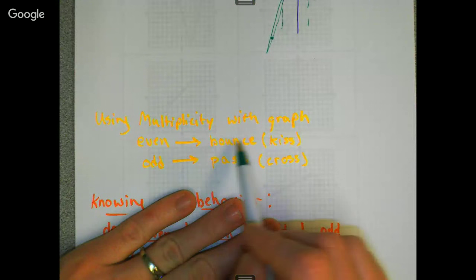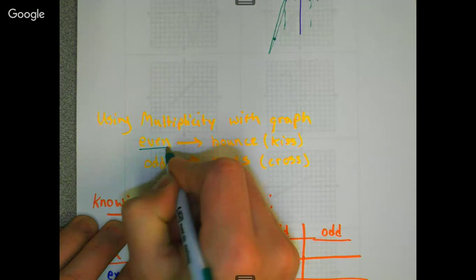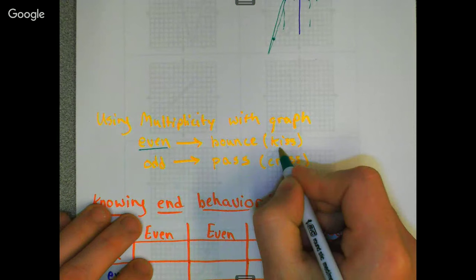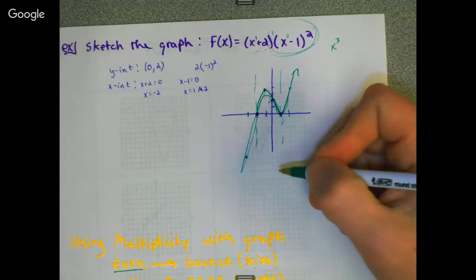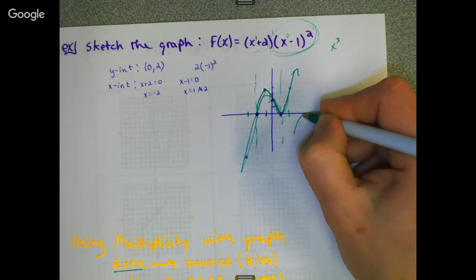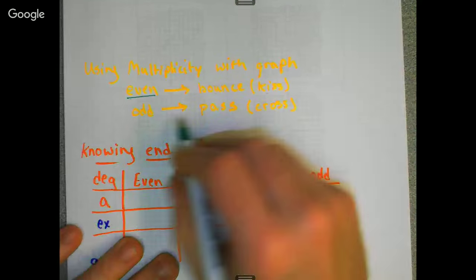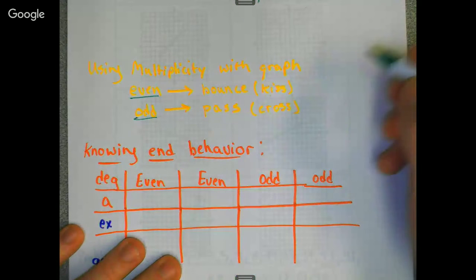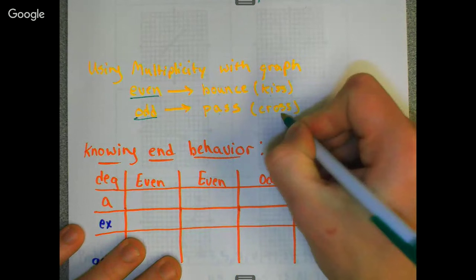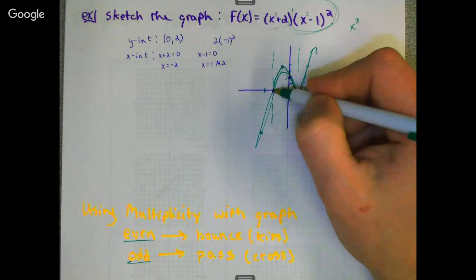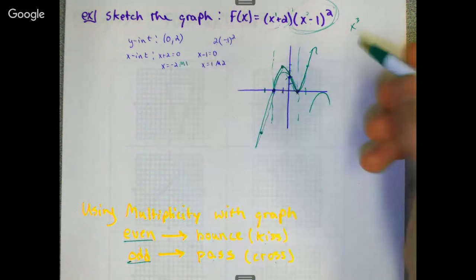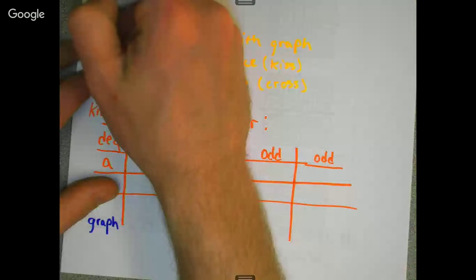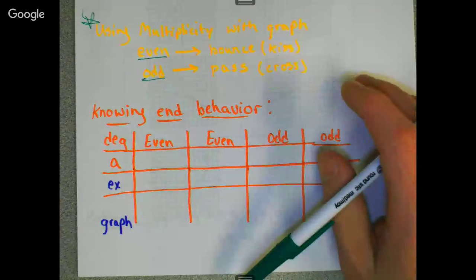Using multiplicity with graphs, if it is even, it's going to bounce, or what I refer to as kiss. It's going to go right to that number and bounce right off. It's going to come up and kiss that line and return. If it is an odd multiplicity, it is going to pass through it or cross it. Just like this one had an odd multiplicity. It was x equals -2, multiplicity of 1. 1 is odd, and it passed right through that. So this is important to know about your functions.